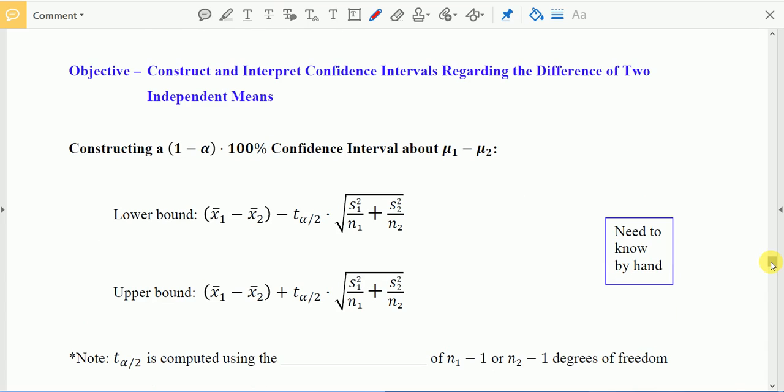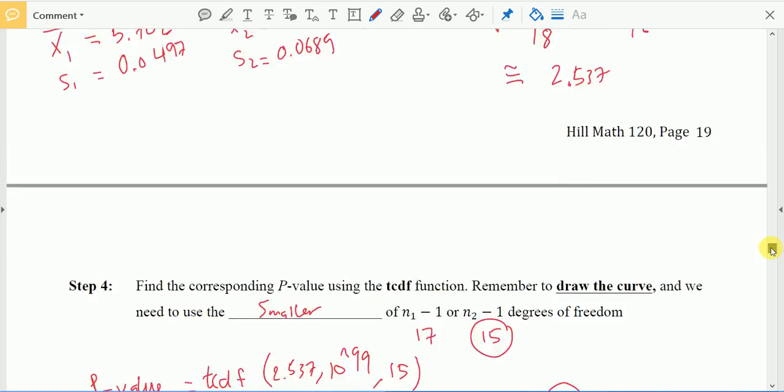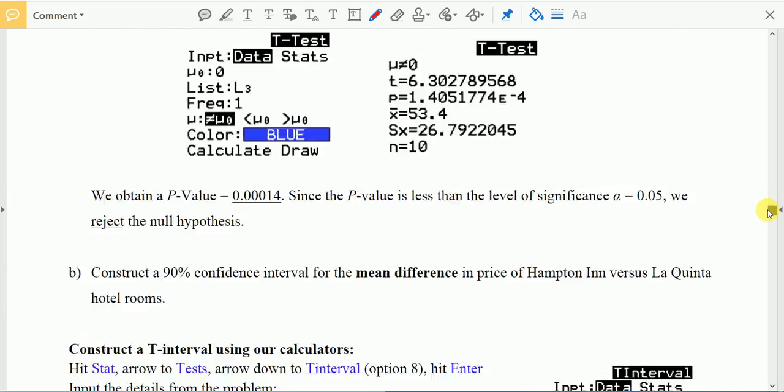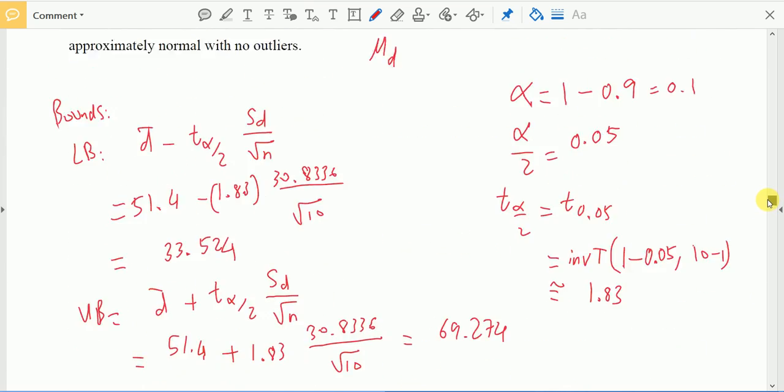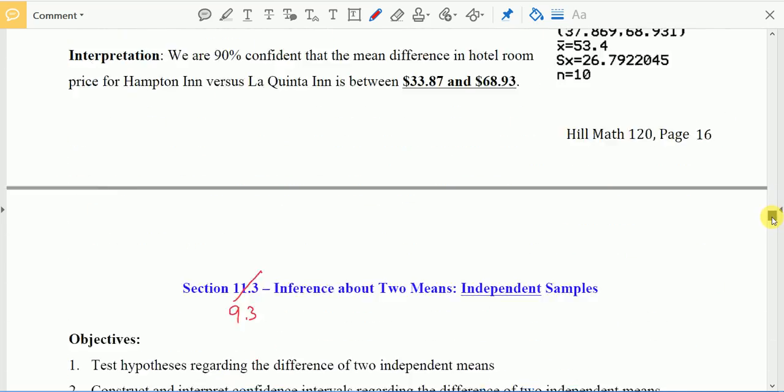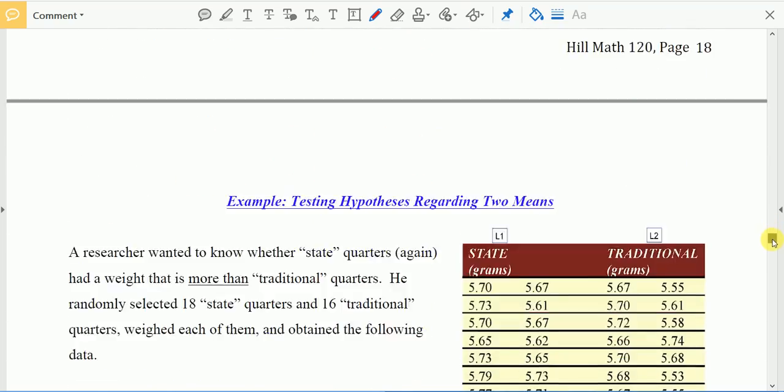Okay, the next objective is to construct the confidence interval for the independent mean. Again, if you go back to the last section for dependent, when we computed the confidence interval, we were using d, the difference of the two data. But now we have independent data, so we have to keep them separately.